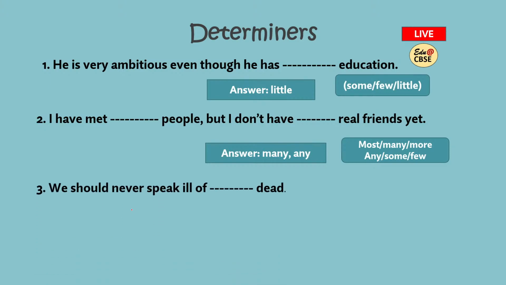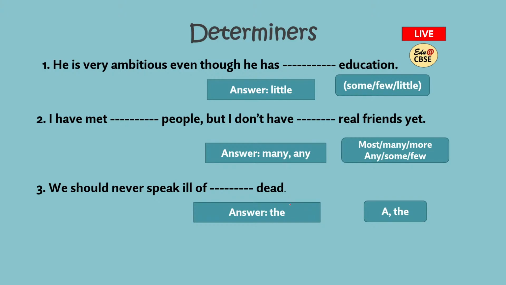Now we have this third statement. We should never speak ill of dash dead. Yes, so here if you want the clues, you have to pick out of a or the. We should never speak ill of dash dead. Yes, the is the correct answer. Very good. We should never speak ill of the dead.